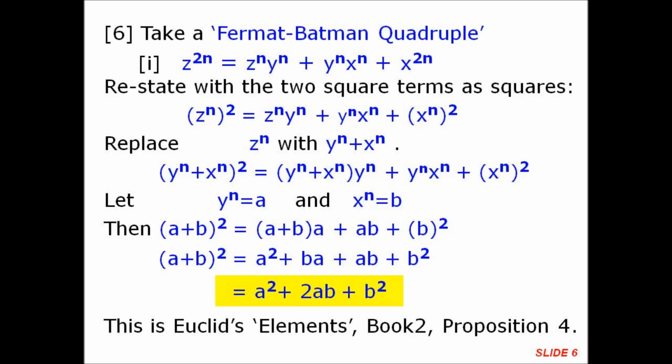Take a Fermat-Bateman quadruple, in this case z to the 2n equals z to the n y to the n plus y to the n x to the n plus x to the 2n. Restate with the two square terms as squares, and then replace z to the n with y to the n plus x to the n. Then let y to the n equal a and x to the n equal b, and then we will end up with the identity a plus b squared is equal to a squared plus 2ab plus b squared. This is Euclid's Elements, Book 2, Proposition 4.